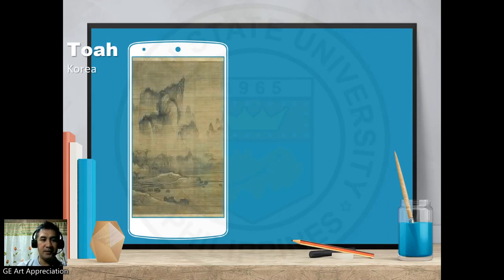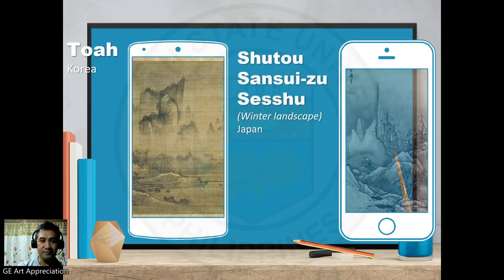Okay. This is Towa in Korea. Okay. So this is the winter landscape by Shuto Sansu Seshu in Japan.